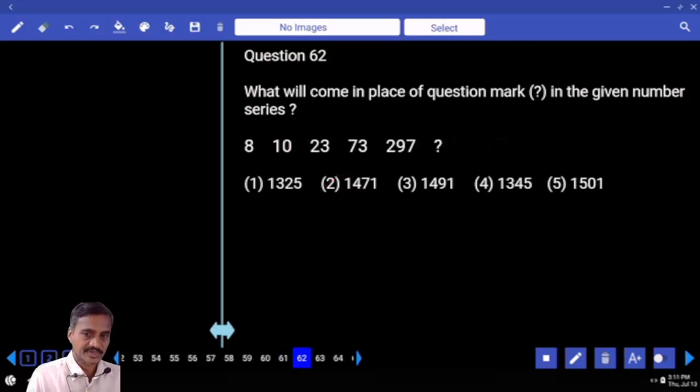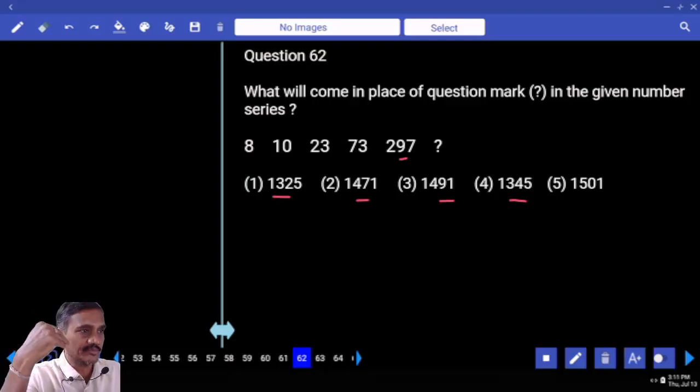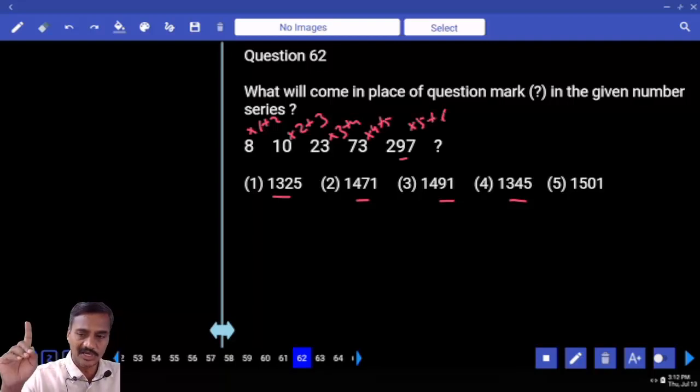Then 62. 8, 10, 23. Now, if you check out the choices, 1300, 1400 and so on. From 297 to 1300, minimum 4 to 5 times. Numbers are increasing at a very fast rate, product or combination. And product is not possible because now 10 and 23: into 2 plus 3. Now this is into 1 plus 2, this is into 3 plus 4, into 4 plus 5, into 5 plus 6. And the last digit is 1. And 297, 300 into 5, 1500. And what is your answer here?